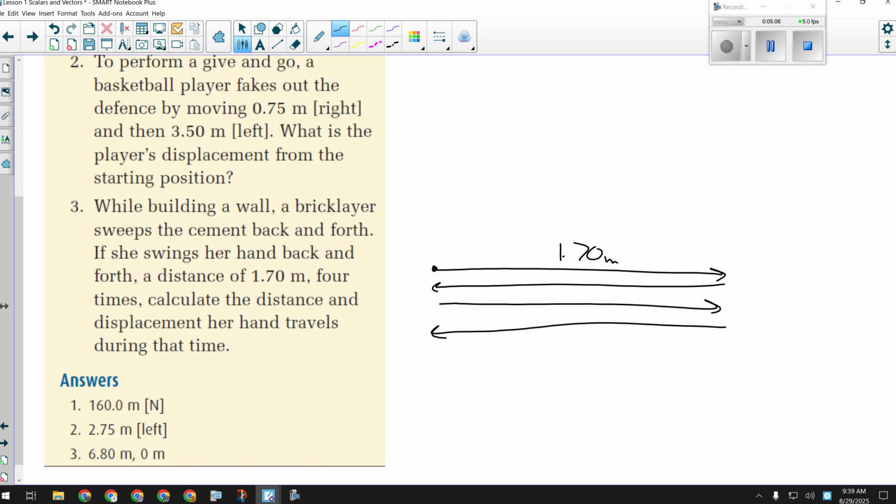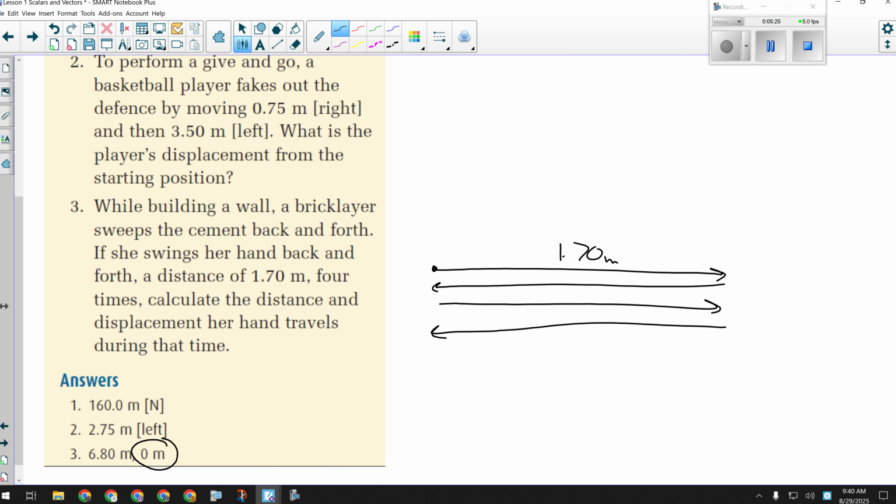If they go out and back, they end up back where they started, right at the initial position. That's why our total displacement ends up being 0. You can go back and forth until you wear the tool out, but if you end up back where you started, you have not displaced the trowel at all.